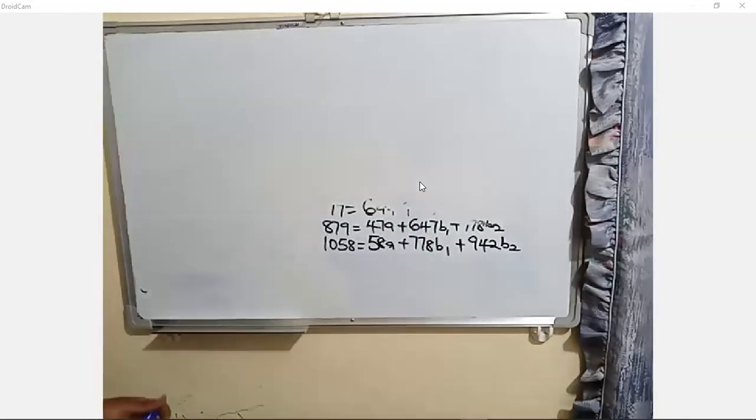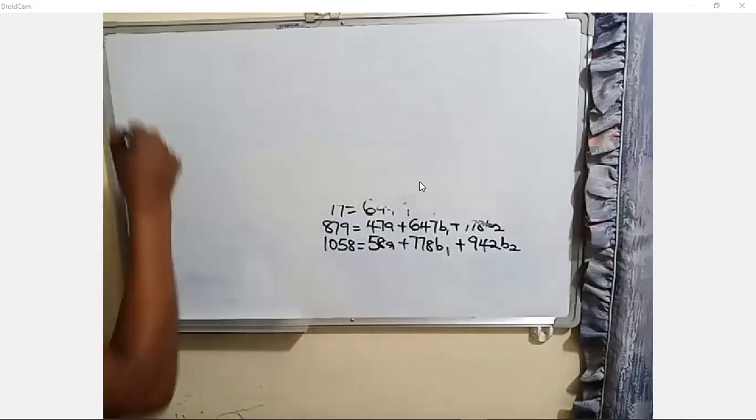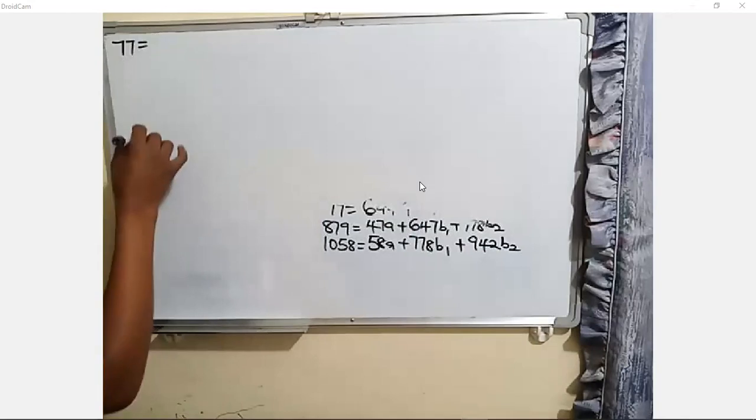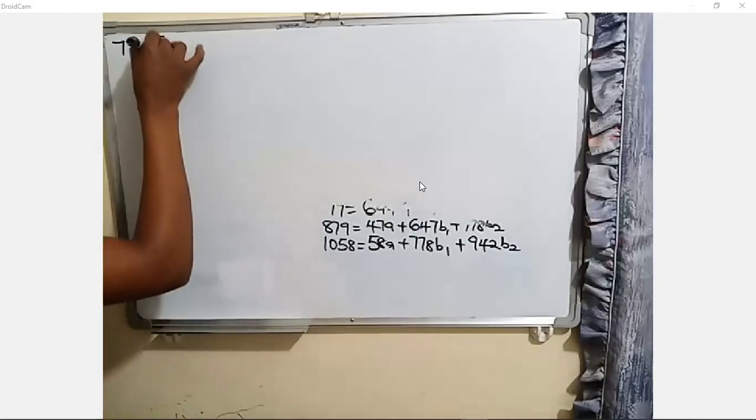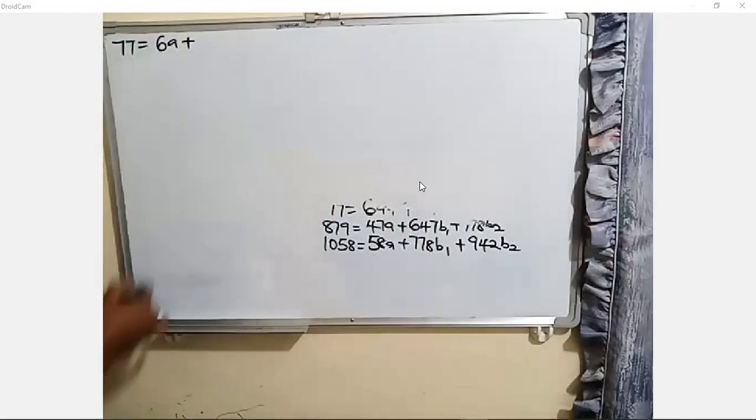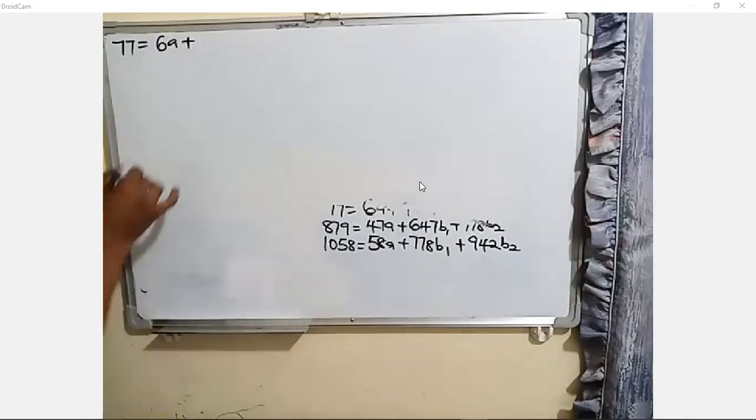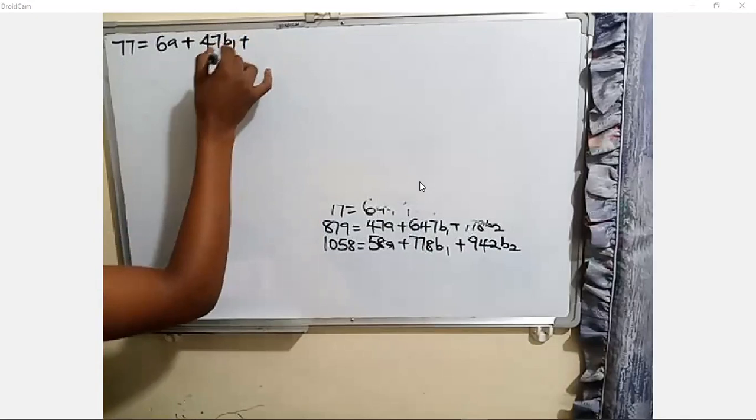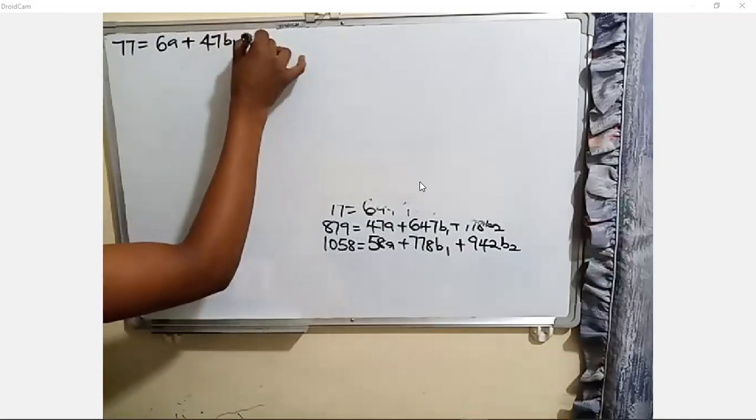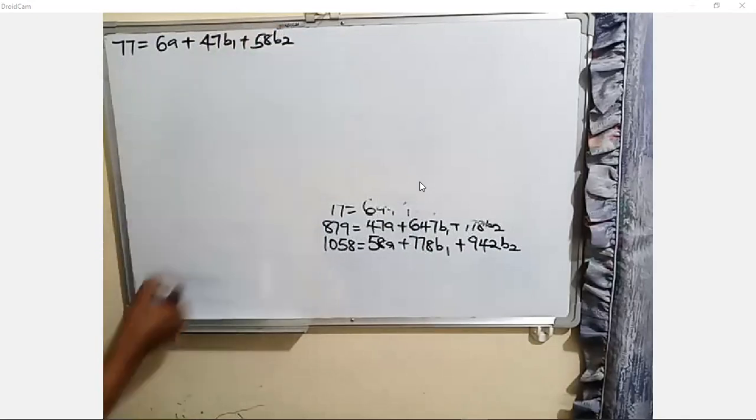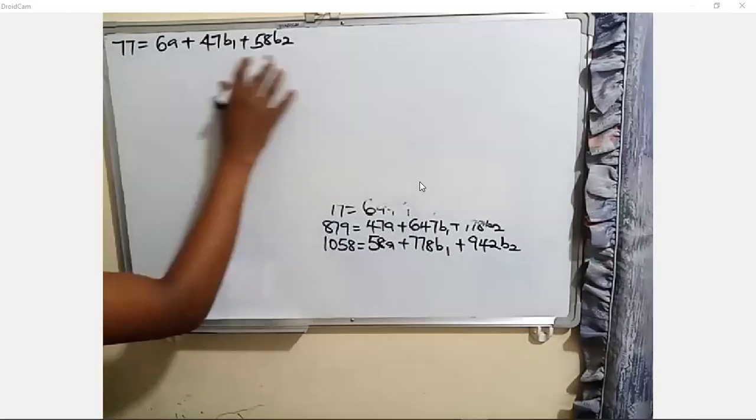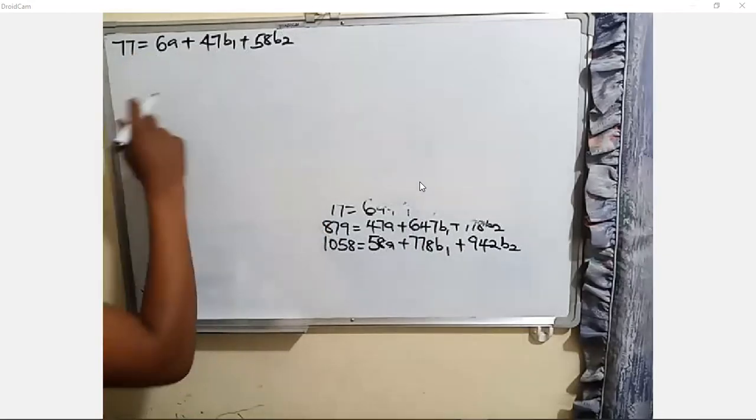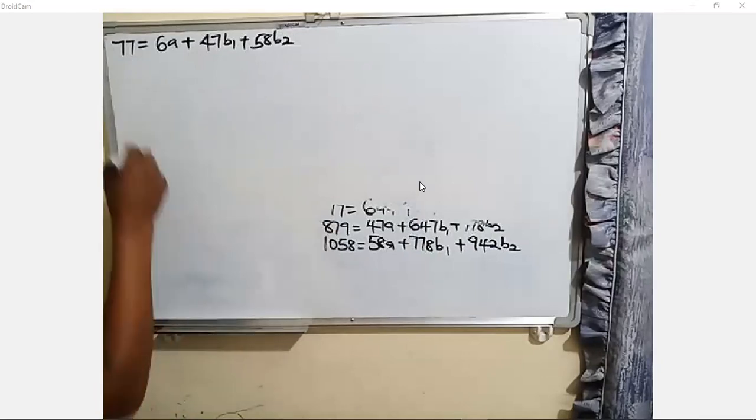So the first equation was what? 77 is equal to 6a plus 47b1 plus 58b2. So if I want to eliminate, for example, our a, I will take the first equation minus the second equation, right?